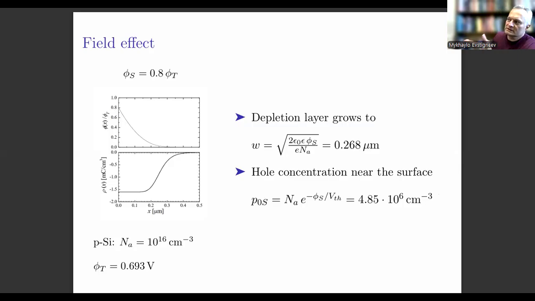So n intrinsic squared is 10 to the power 20, divided by 5 times 10 to the 6. So it is 0.2 times 10 to the 14th. That is still 2 orders of magnitude smaller than the acceptor concentration, more than 100 times smaller. So yes, the depletion approximation in this region indeed holds quite well.